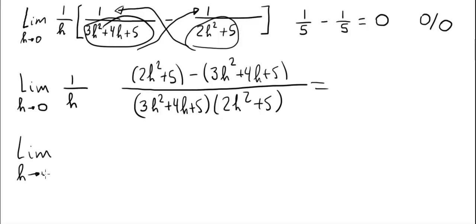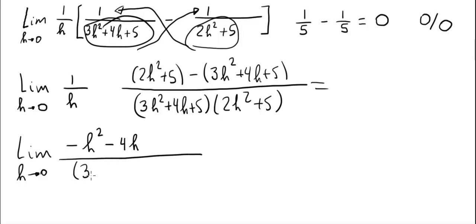Limit as h goes to 0. 2h squared minus 3h squared is minus h squared. 5 minus 5 is 0. And then we have a negative 4h. So the numerator is negative h squared minus 4h. The denominator is 3h squared plus 4h plus 5 times 2h squared plus 5. And then don't forget we have the 1 over h out in front.